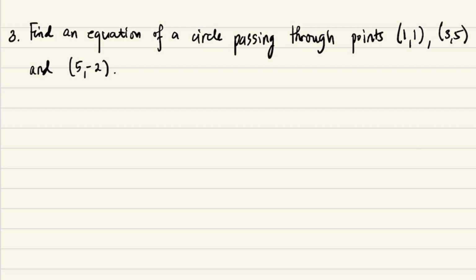For problem number 3, find an equation of a circle passing through the points (1, 1), (3, 5), and (5, negative 2).